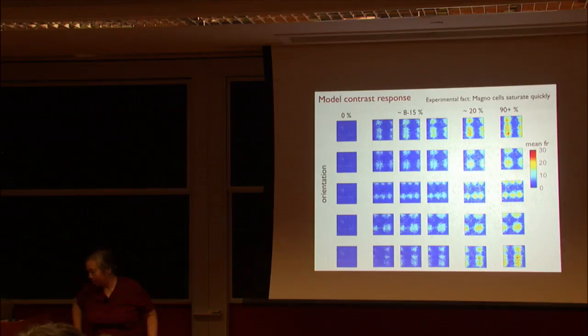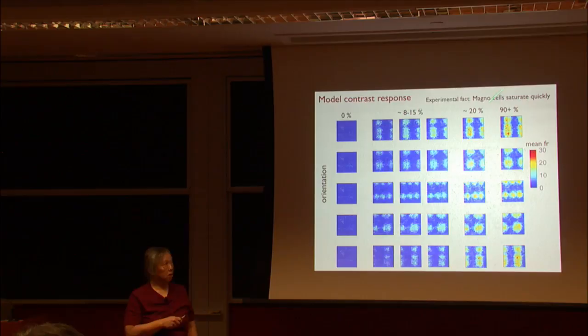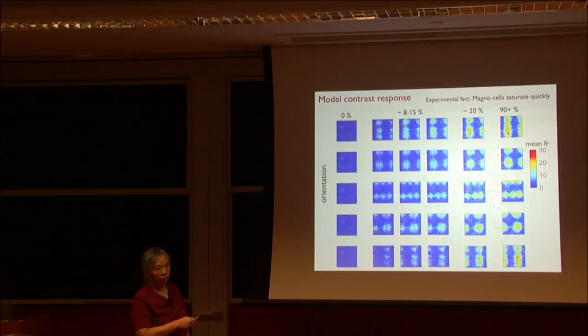Okay, so here's how it responds to contrast. So this is a magnetic system. It's very, very sensitive. They saturate very quickly. So by 20% contrast, it nearly saturates, not completely. The half is somewhere between 10 to 15. So these are the same pictures as before, except that I'm showing you how low contrast.